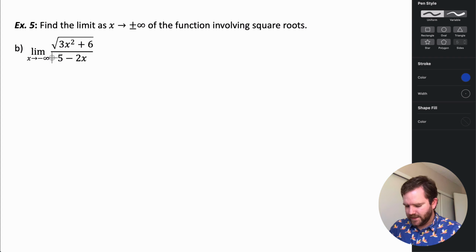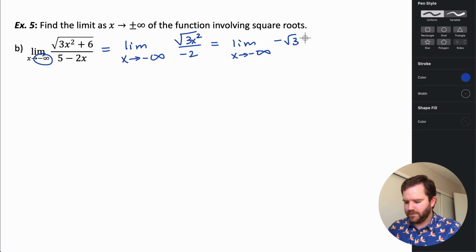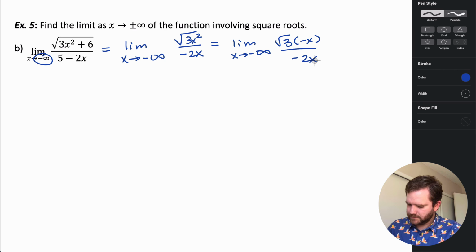Right, so if we consider that same idea, but now we're going off to negative infinity, I could say, okay, this would be the same as the limit as x goes to negative infinity of rad 3 x squared over negative 2. But since x is going to negative infinity, this is the same as the limit as x goes to negative infinity of, let me just say it like this, rad 3 times negative x all over negative 2x. Right, because as x goes to negative infinity, that's when we have to use the negative version of this.